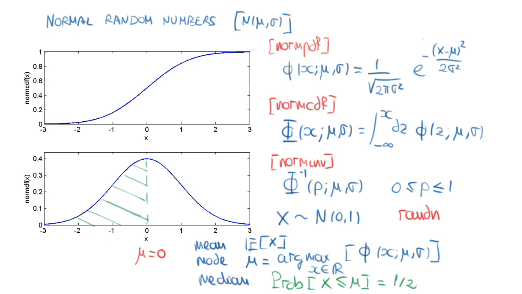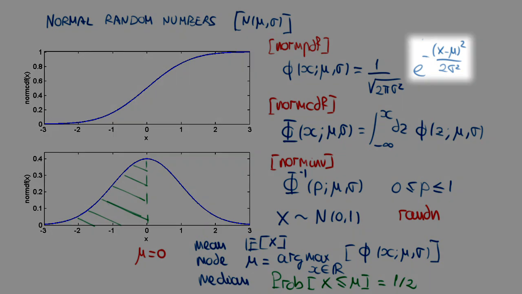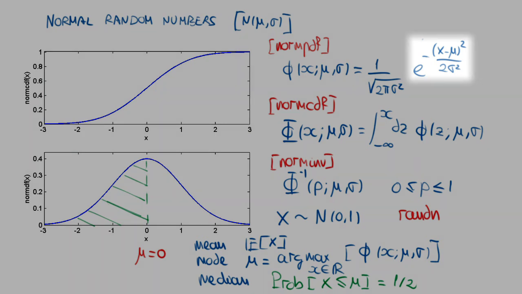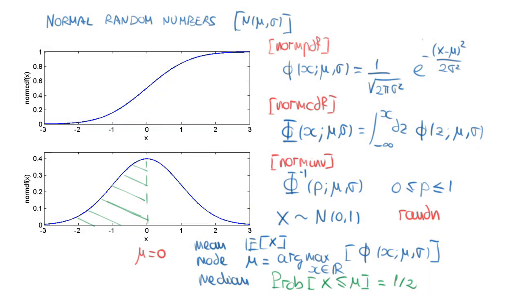Finally, let's try to understand the meaning of sigma. Sigma is simply a scale factor, so it appears here as a scale. It can be thought of as the width of this distribution. So this parameter here would be proportional to sigma.